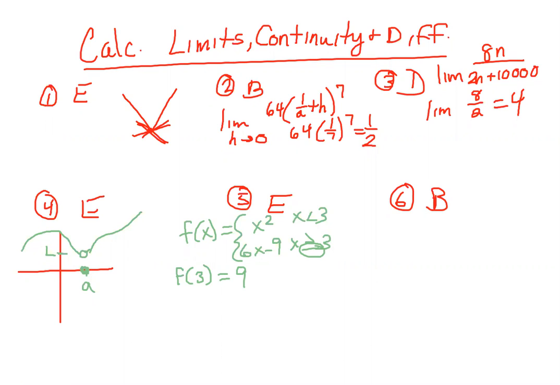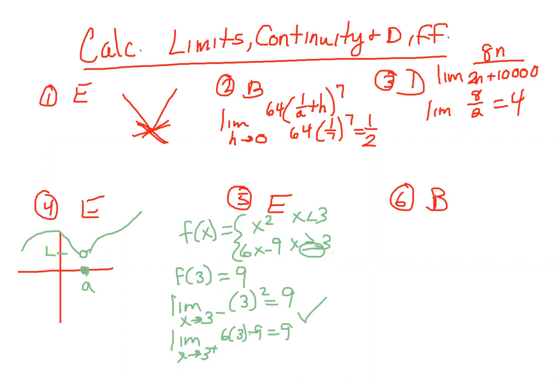B, is it continuous? Let's see. The limit as x approaches 3 from the negative side is going to be 3 squared, which is 9. And the limit as x approaches 3 from the positive side is 6 times 3 minus 9, which is 9. So yes, it is continuous. It approaches the same thing on both sides.